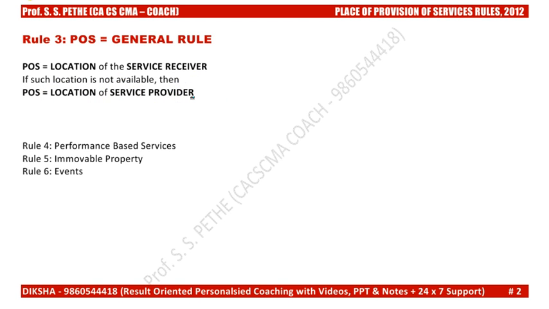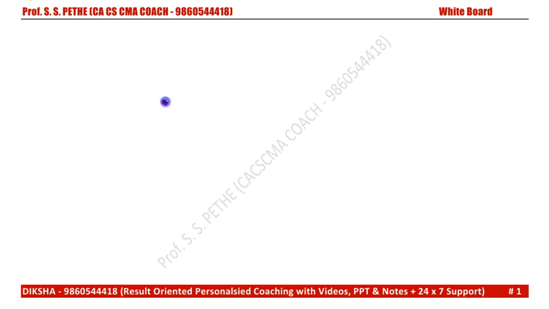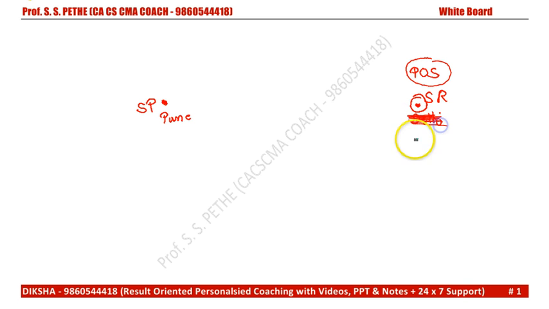Let's see this rule with some picture. Suppose there is a service provider located at Pune. He is providing a service to a service receiver who is located in Delhi. Rule 3 says that prima facie the location of the service receiver will be treated as the place of service. But if this location is not available, suppose you are not aware where the service receiver is, then the rule says that in that case the place of the service provider will be treated as the place of service.